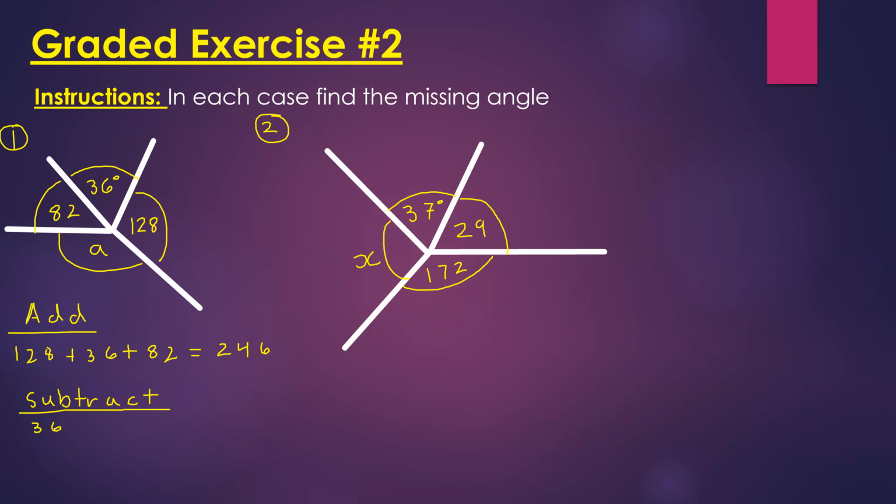So 360 minus 246 is going to be equal to what? 114. 114. Very good. Okay, very good. All right, let's do number 2.